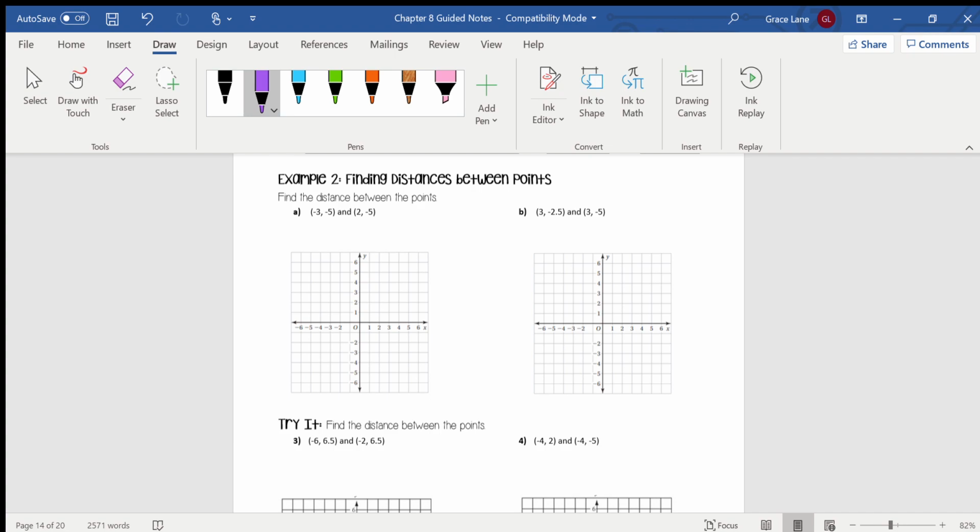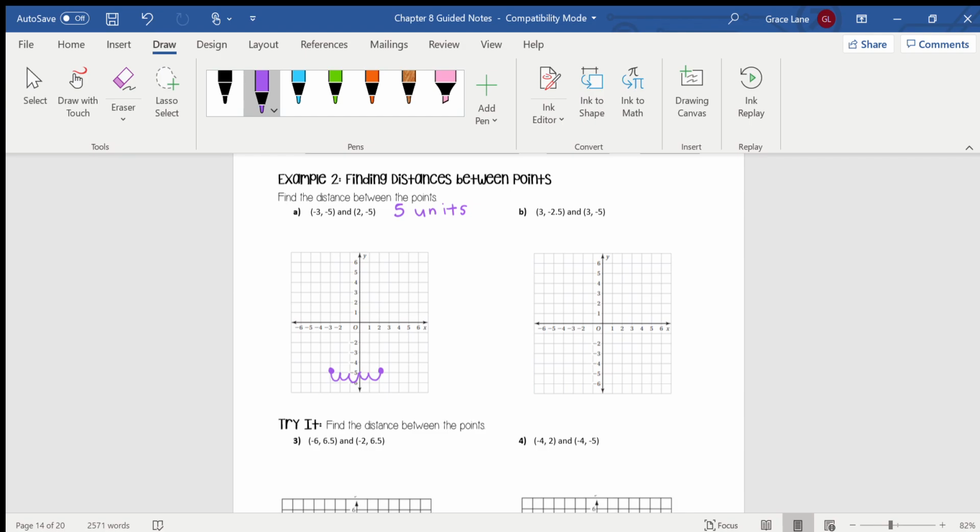So here's what we're going to do. First, just plot the points. So -3, -5 will be here, and 2, -5 will be here. And so I can just kind of see they're both on the -5 line, but I can tell that they're 1, 2, 3, 4, 5 spaces away from each other. And so I would say that the distance, don't forget a label, is 5 units.